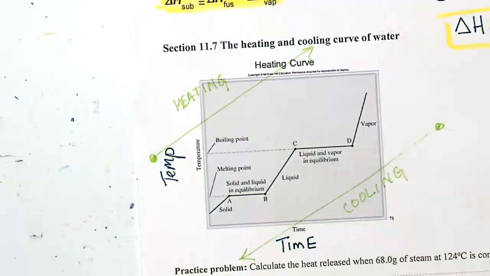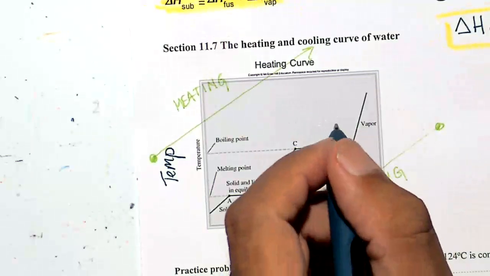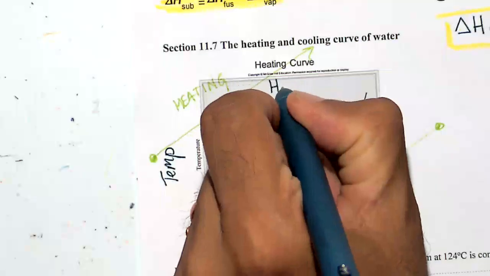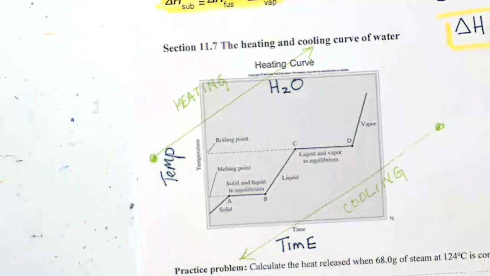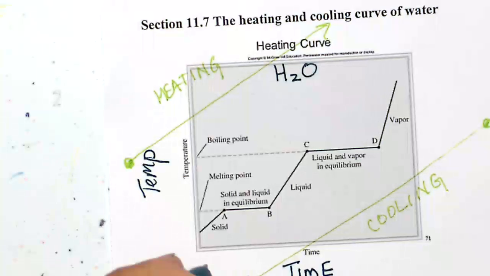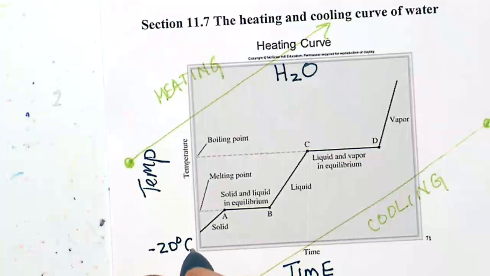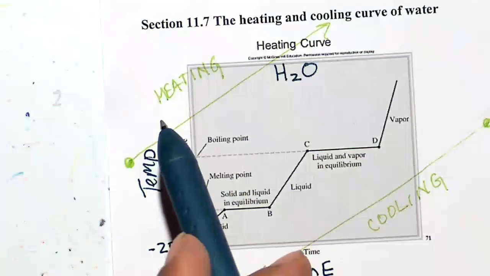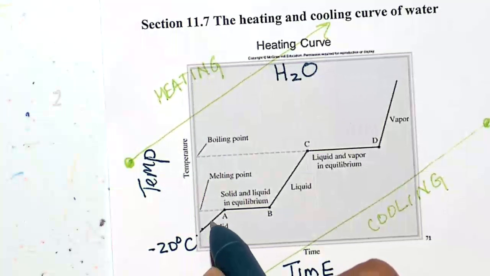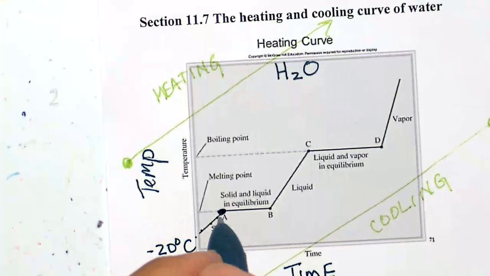It depends whether you're heating the substance or cooling the substance. We can do this heating and cooling curve for anything, but let's try it out for water. Let's pretend we're at minus 20 degrees C for water. What would water be at minus 20 degrees C? Solid, liquid, or gas? It will be solid ice, like in your fridge. But we'll heat this water up until we get to point A.